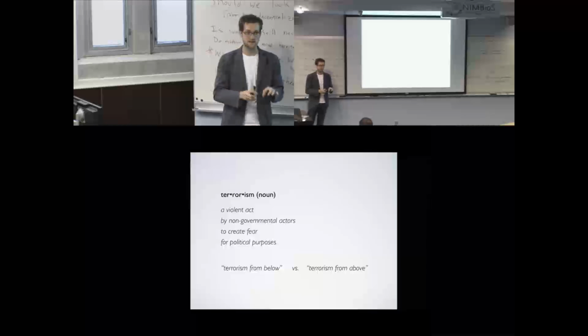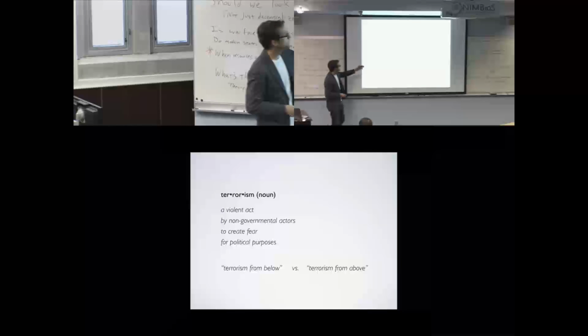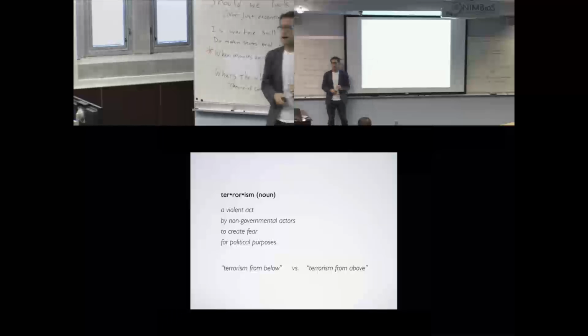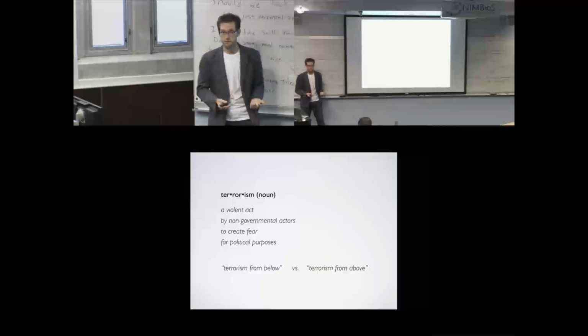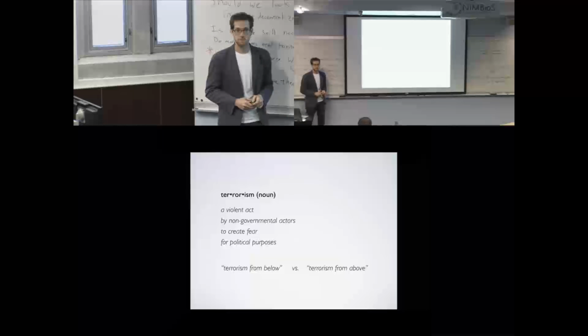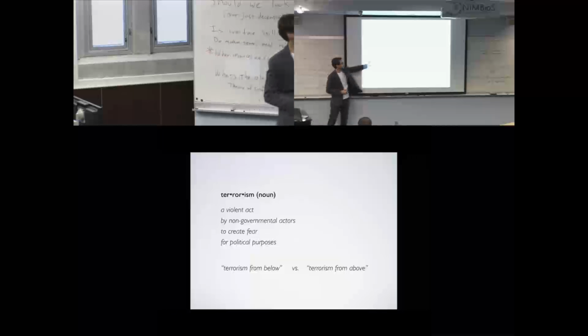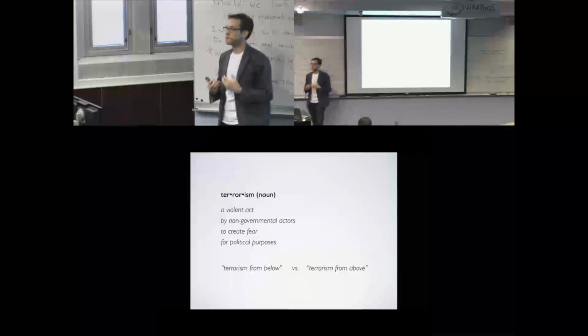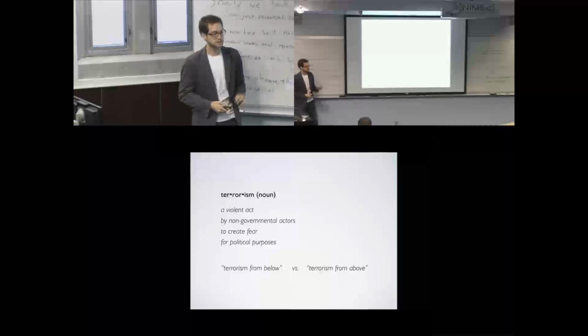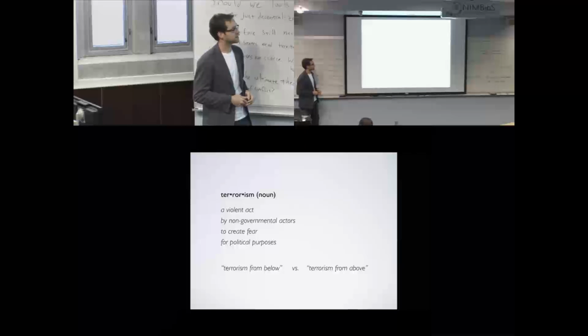And each of these pieces is actually very critical. For instance, the political purposes rules out economic reasons. So the mafia, for instance, would be excluded from studies like this. It's not terrorism because the motivation is not political. That would be a non-governmental action, and it could create fear, and it could be a violent act, but because the reason for the action is not specifically political, we don't classify that as terrorism.